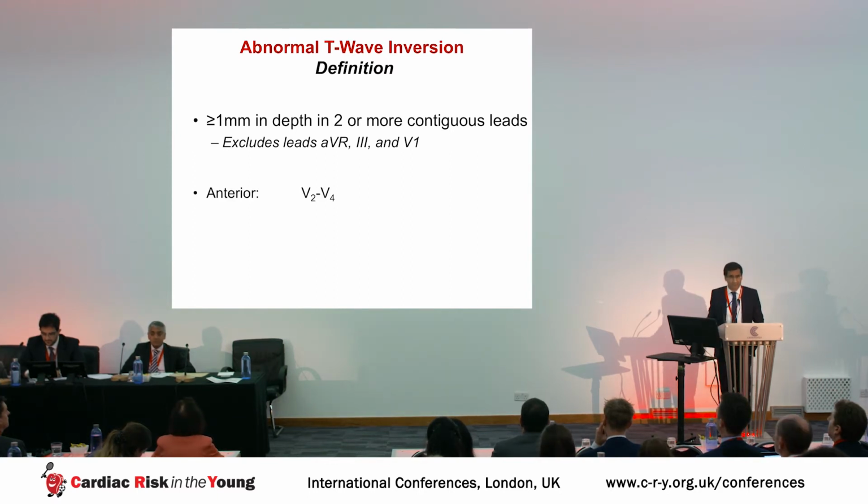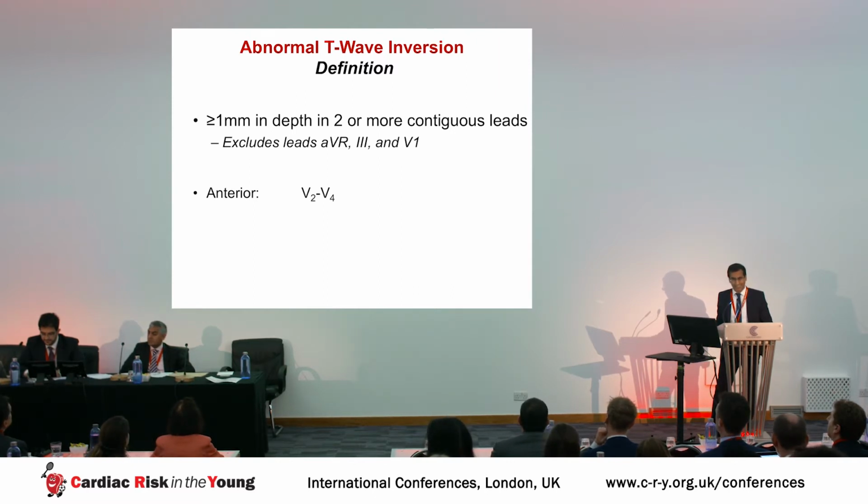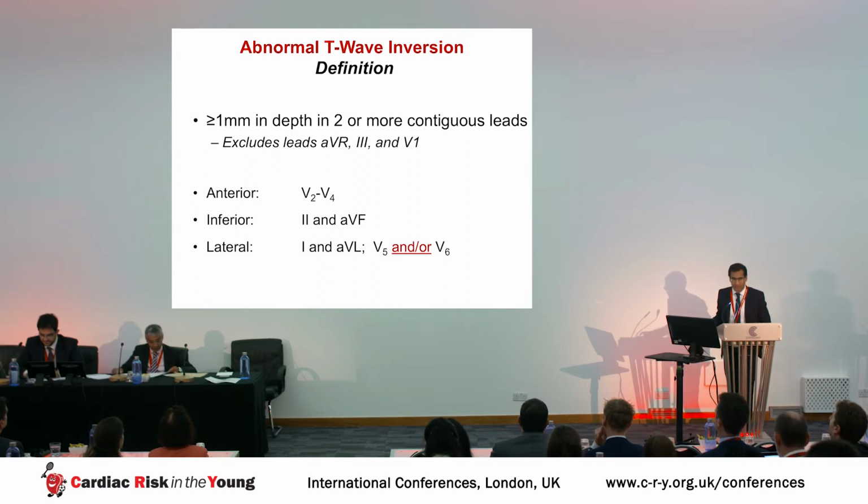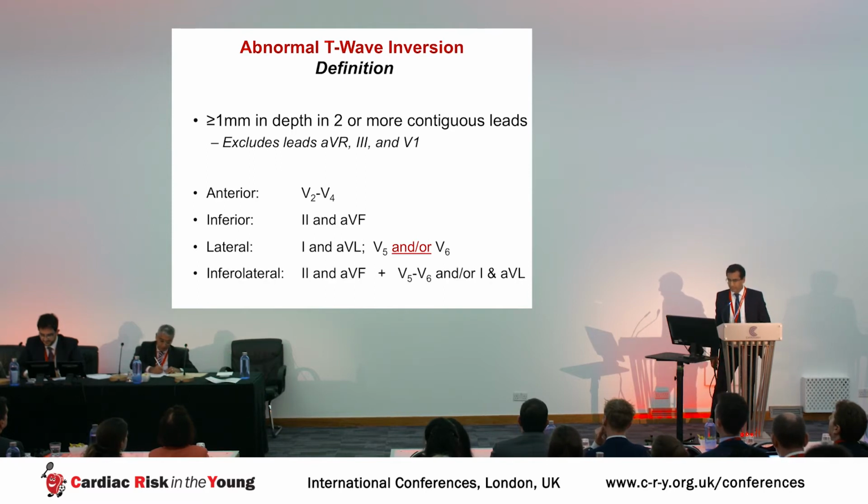Furthermore, we then subdivide T-wave inversion into the territory they occur in. So anterior T-wave inversion is V2 to V4, inferior is in 2 and aVF, it may or may not involve lead 3 as well. Lateral can be 1 and aVL and or V5 and or V6. So I'll show you some examples of these because some people can sometimes get a bit confused. And finally, obviously, infralateral is a combination of the two. So let's show you some examples.